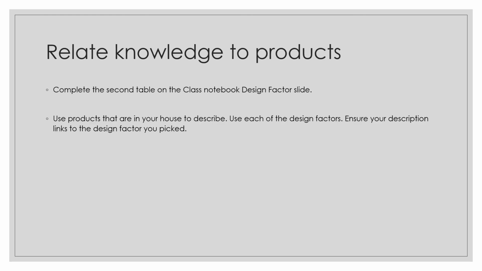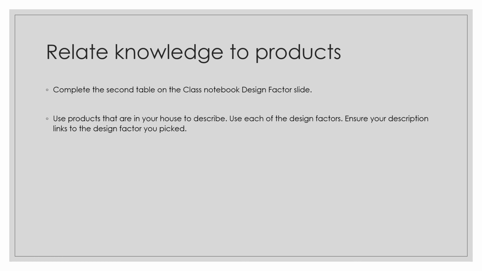Okay, so we've got the design factors. You now feel confident with all 5. I want you to go to your design factors page on the class notebook, and there's a second table on it. I would like you to pick products from your home. I always think it helps if you can see the product or you can pick it up, you can touch it to consider the design factors for it.